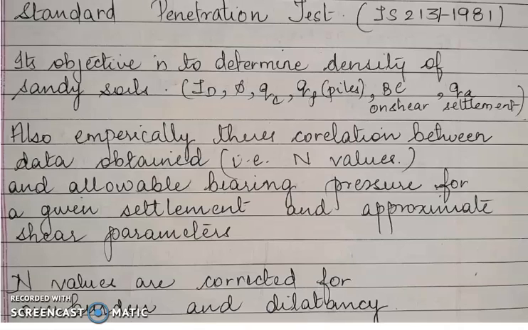To summarize quickly the test procedure, we have a hammer of 63.5 kg and it's allowed a free fall of 75 centimeters. Every time, you just have to imagine a pipe over which this hammer is placed. You lift that hammer and let it fall under its own weight by 75 centimeters. Initially, you allow the hammer to fall until 15 centimeters of embedding of the sampler takes place inside the soil. This initial 15 centimeters is usually called a seating drive, so those blows are not counted.